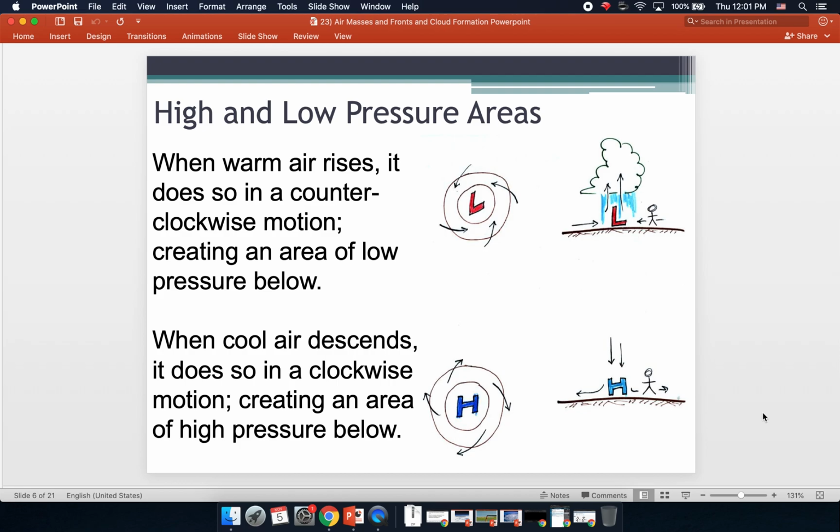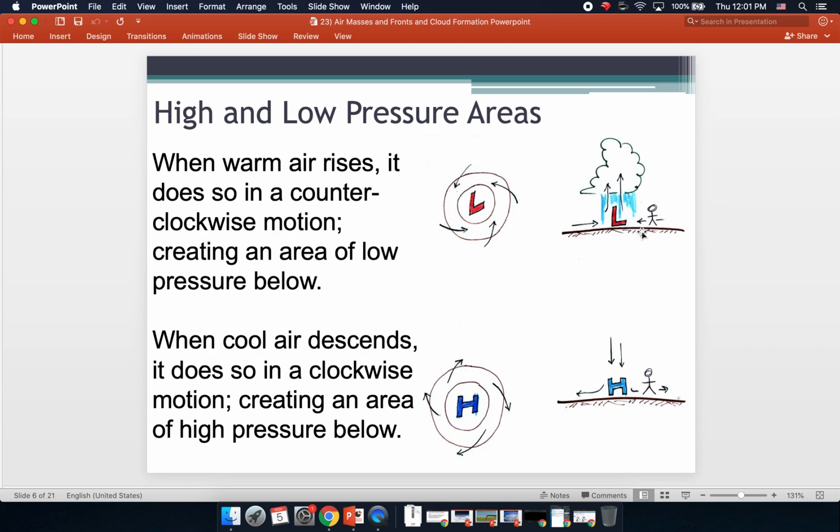All right, high and low pressure areas. This is new to us now. When warm air rises, it does so in a counterclockwise motion. And it creates an area of low pressure below it because you have those gases rising up, so they're not exerting as much pressure down on the surface of the earth. And that's what we're talking about when we talk about air pressure. We're talking about how much pressure that air is actually putting down on the earth.